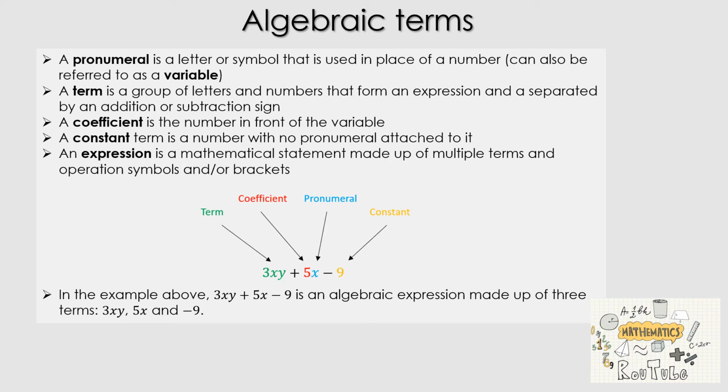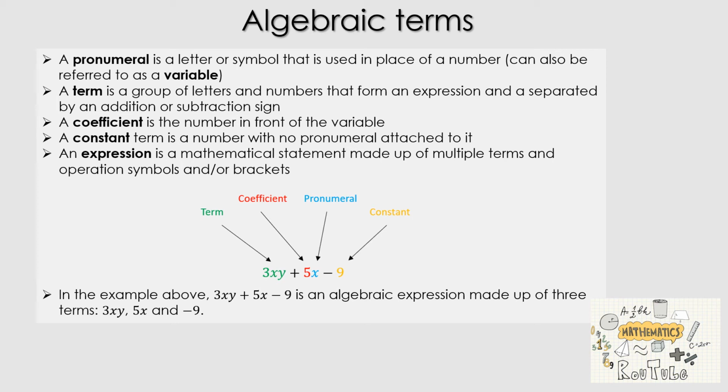Okay, so let's have a look. So we have, in green, 3xy. So that is one singular term. So remember, if we look up at the second dot point, a term is separated by an addition or a subtraction sign. So hopefully you can identify there are three terms here. Okay, the first one is 3xy, which is green. The second term is 5x. And the third term is -9. Okay, and we'll get to that in a second.